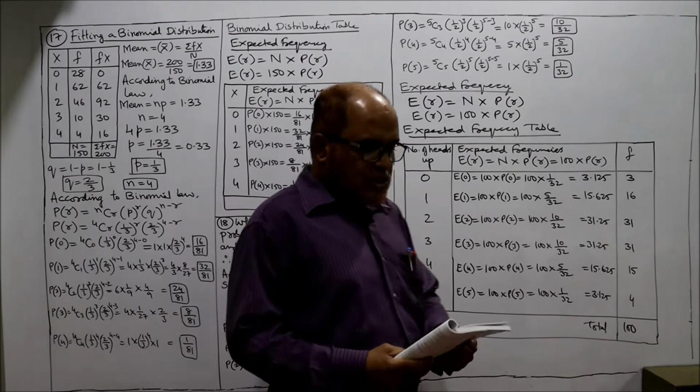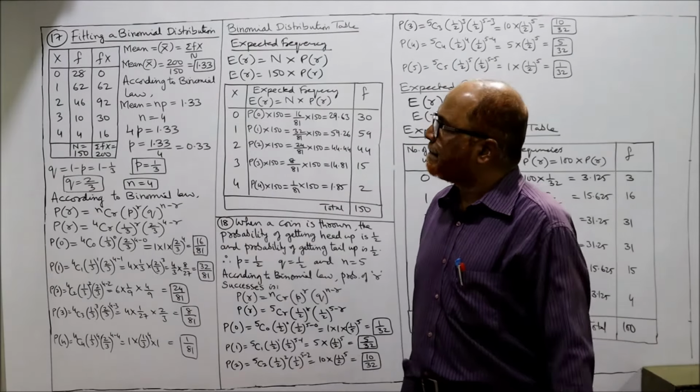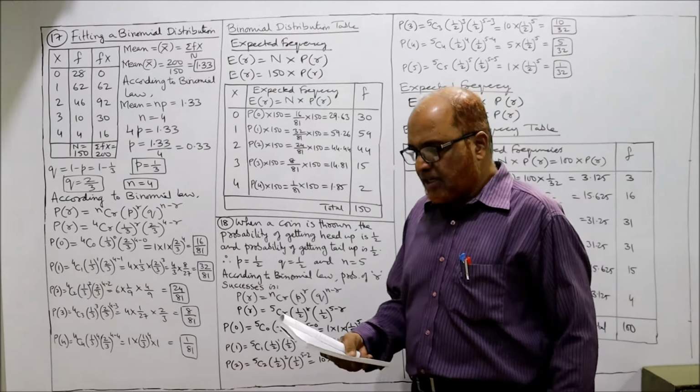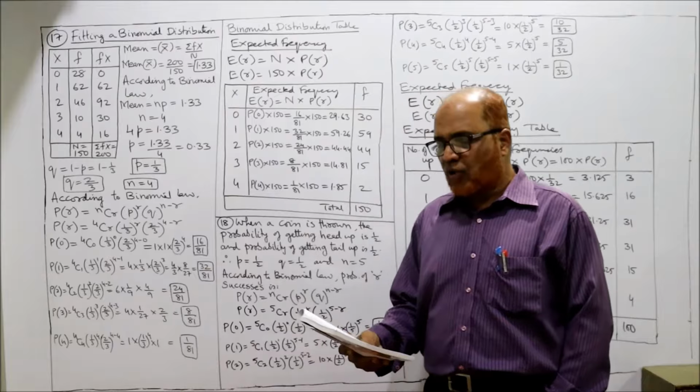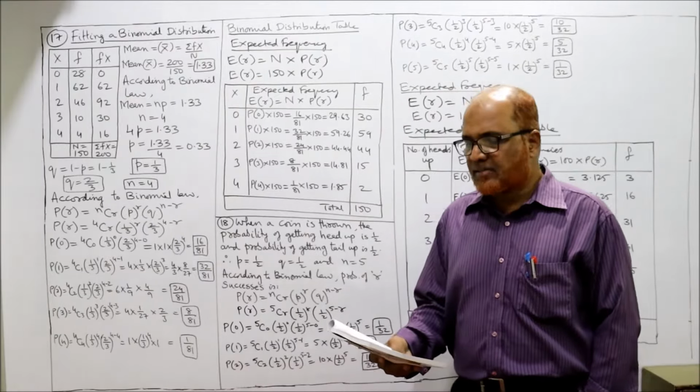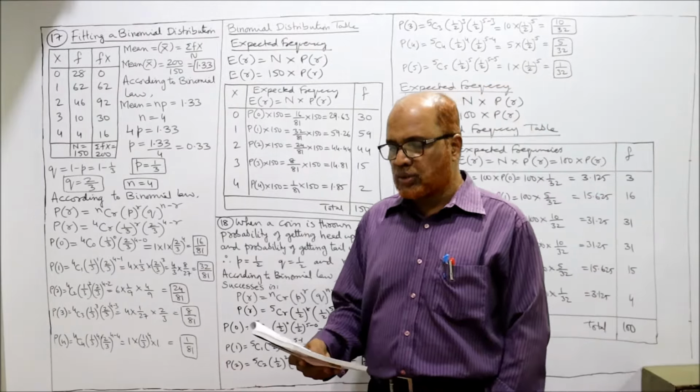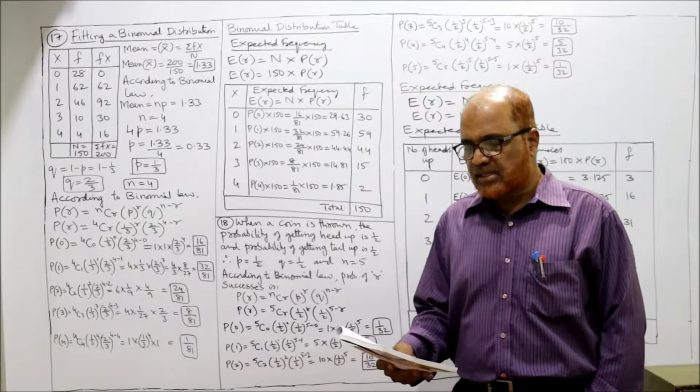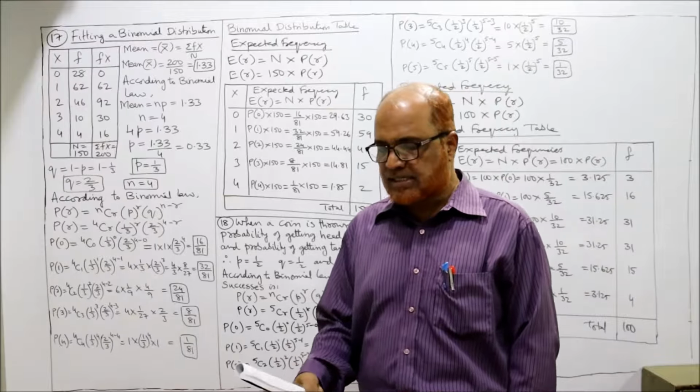Now we'll start the next problem, problem number 17. See the 17th problem carefully. Fit a binomial distribution to the following data. X values are given 0, 1, 2, 3, 4 and frequencies are given 28, 62, 46, 10, 4.